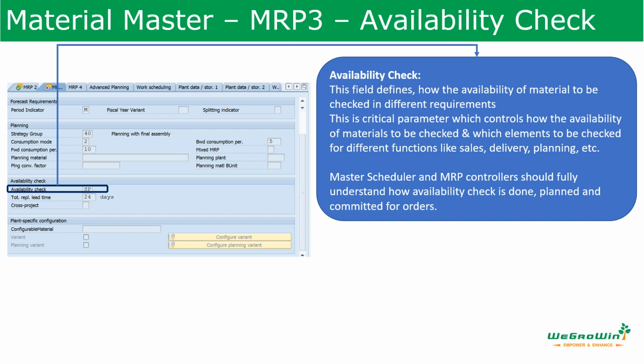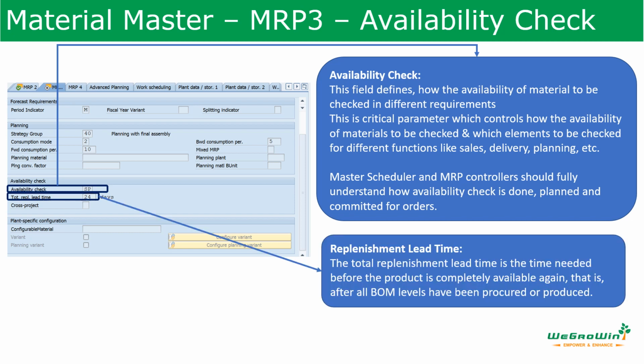And also the master scheduler and MRP controller should fully understand how availability check is done, how materials are planned, how they are committed for the orders. Not only the consultants but the users also should know how this is working. That is what we will be discussing in this session.